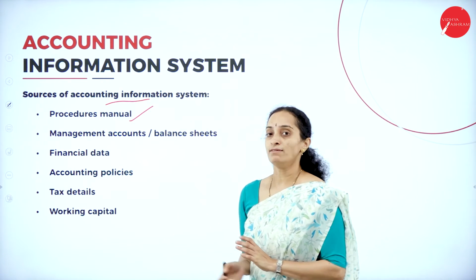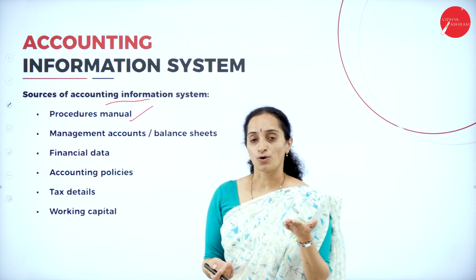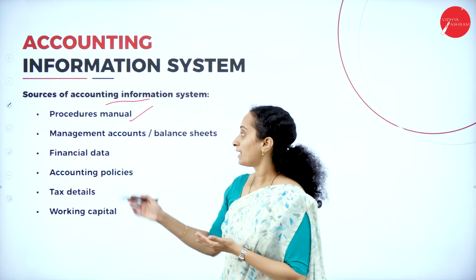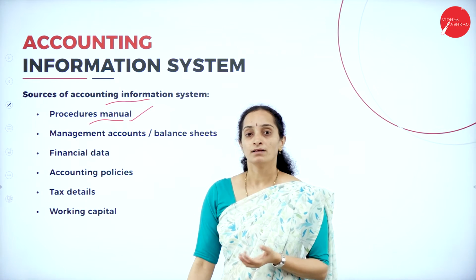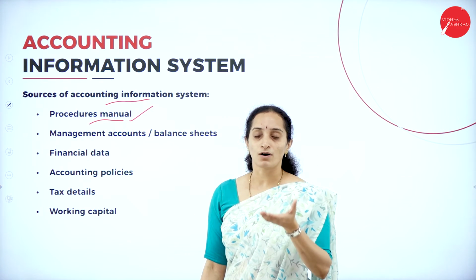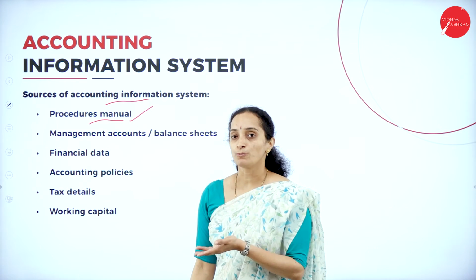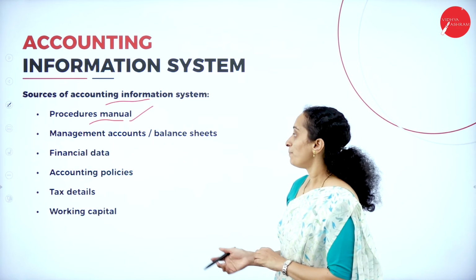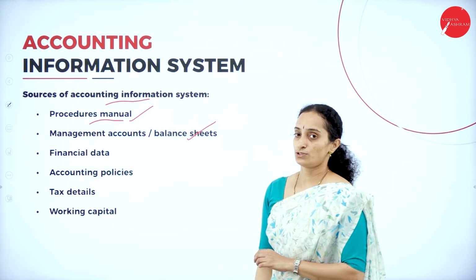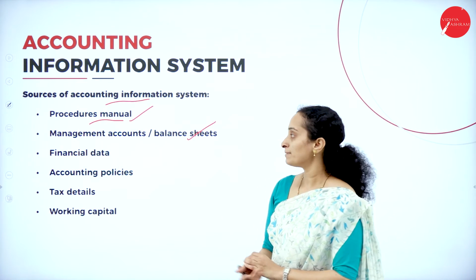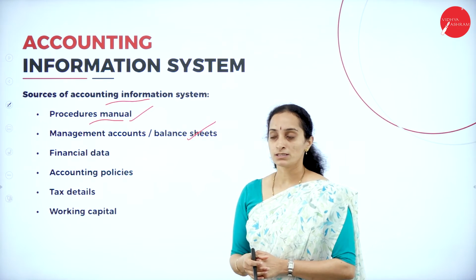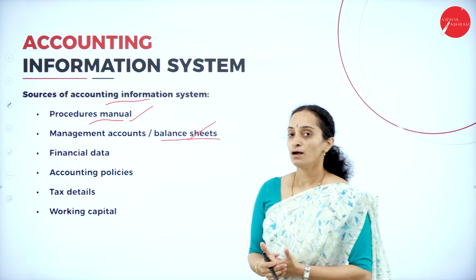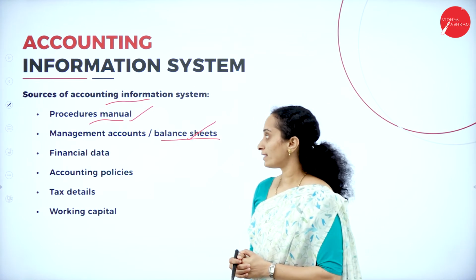Now we have to have a manual or written document, some document directing or giving the procedures to enter or store the data and how to process the data in the accounting information system. Apart from that, the next source that we can get the data is the management accounts or the balance sheets, about the profit and loss in an organization.